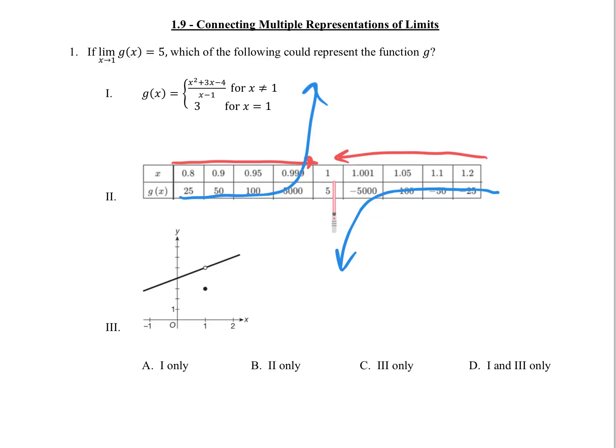Does it have the point 1, 5? Yeah, but limits don't matter what happens at the point. Limits are what happens as we approach the point. So is 2 good or no good? 2 is no good. I would say that this limit does not exist.